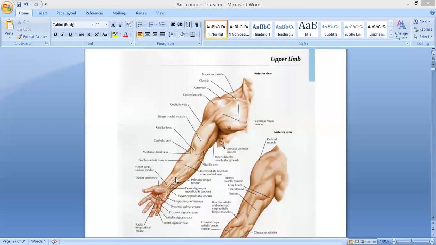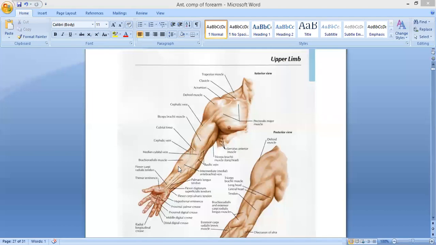Whenever we talk about any region, first we'll go from superficial to deep. In the superficial part, we first come across the skin, then the superficial fascia, then the deep fascia, and then the deeper structures like the muscles, nerves, and vessels. We'll talk about them in detail one by one.